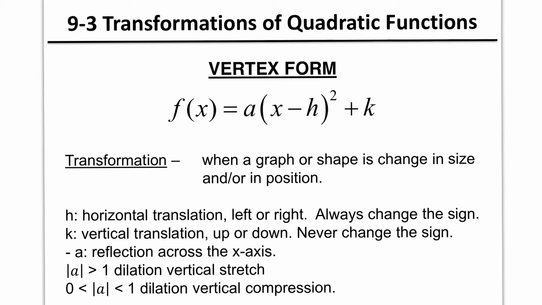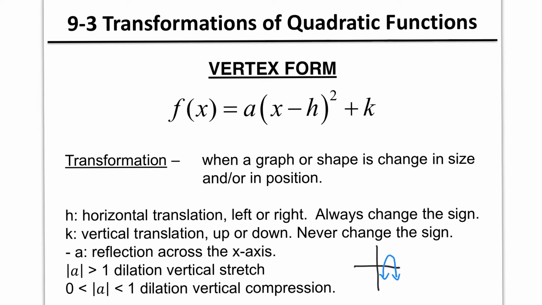And just to give you guys an idea here, I'm going to draw a coordinate plane like this, and your parabola is going to go down. So that is a reflection across the x-axis. If a is positive, there's no reflection across the x-axis, so we know the parabola is going to go up.